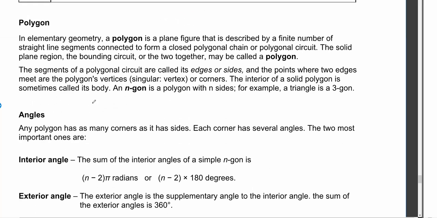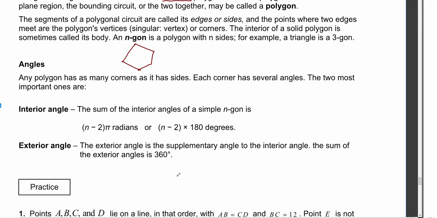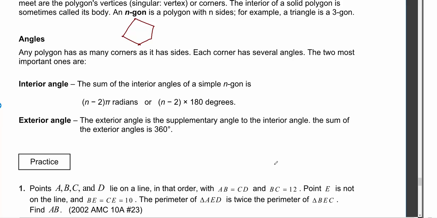So the next one is the polygon, right? Do you know what a polygon is? A polygon is an enclosed figure. It should be closed with line segments. That is a polygon. A circle is not a polygon. It is always enclosed by line segments. This is what we call a polygon. Now, the interior angles.